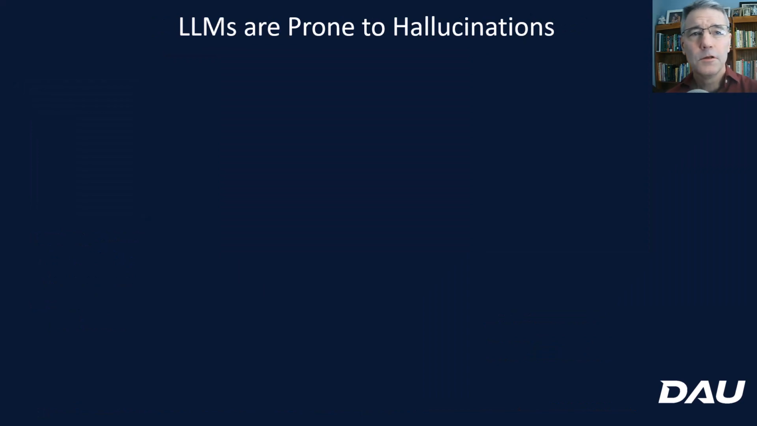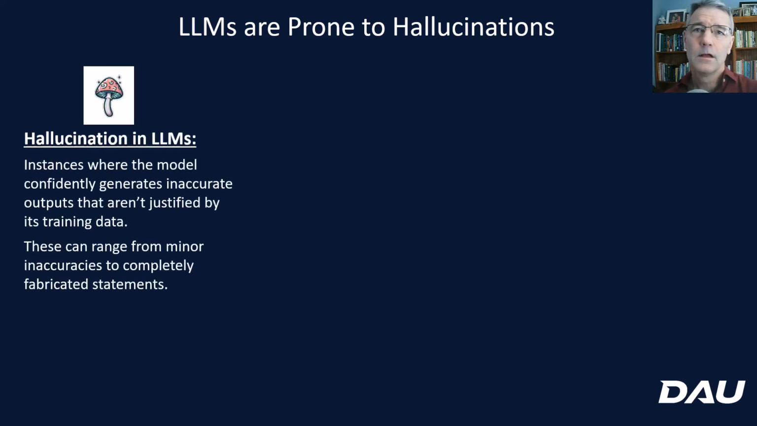So whether you're new to using large language models or a seasoned novice, you should always stay cognizant of the potential for hallucinations. Hallucinations are instances where the model confidently generates inaccurate results that are not justified by its training data. These can range from minor inaccuracies to complete fabrications, and they can sound so conventionally confident and correct that you're going to be tempted to just believe them.